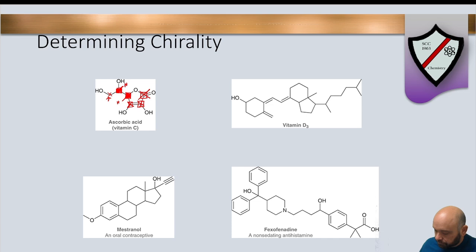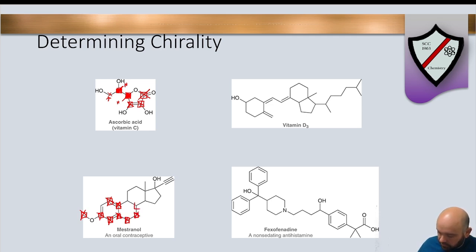If we look down, the molecule below it is mestranol. It is an oral contraceptive, and we're going to try to figure out if the carbons are chiral or not. We have a carbon here that is a CH3, so not chiral. We have a carbon here that's sp2, not chiral. sp2, not chiral. sp2, not chiral. sp2, not chiral. sp2, not chiral. CH2, not chiral. CH2, not chiral.